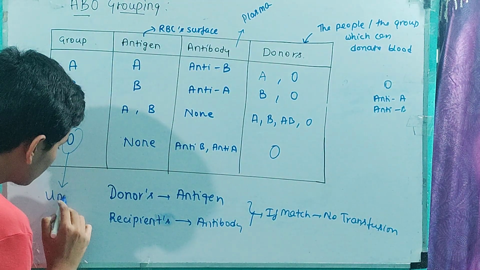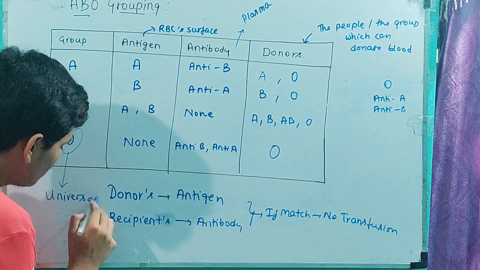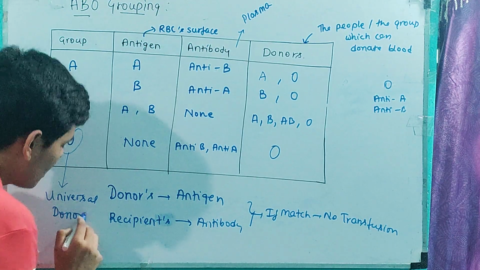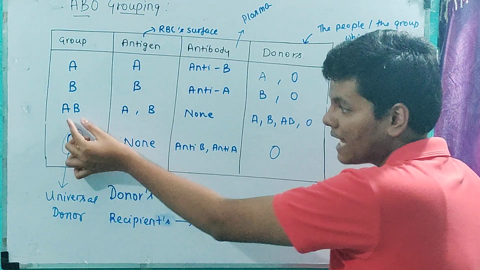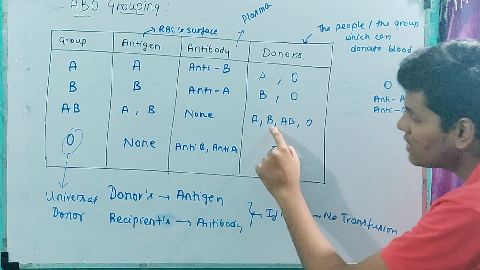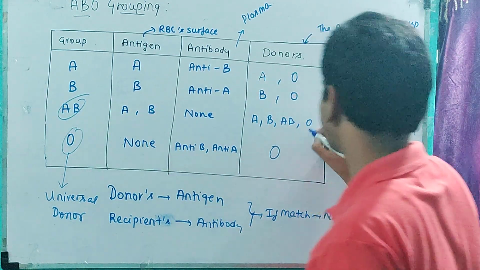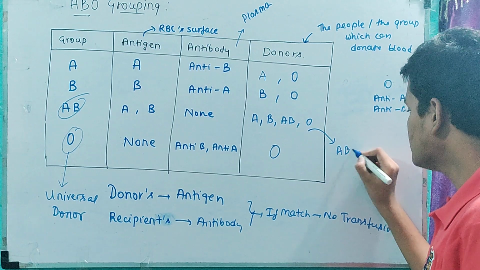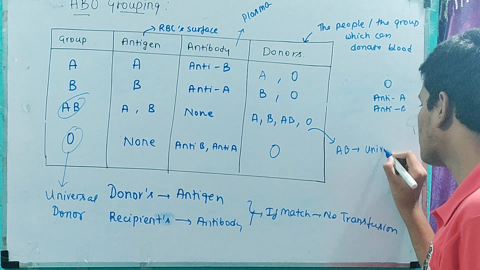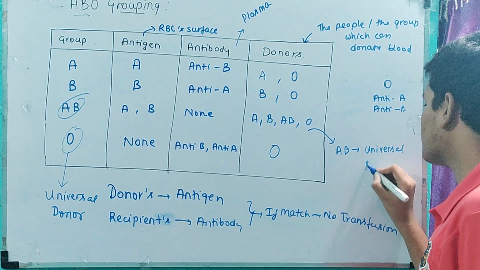This is universal donor. And if we see this person who is AB, he can receive blood from all the 4 types of blood group. That is why AB is called as universal recipient.